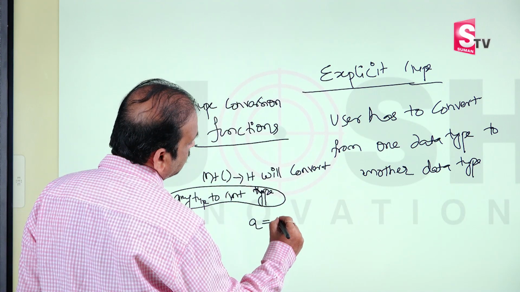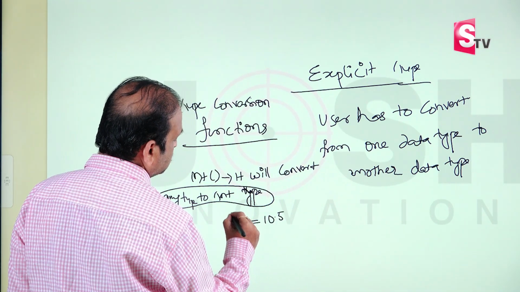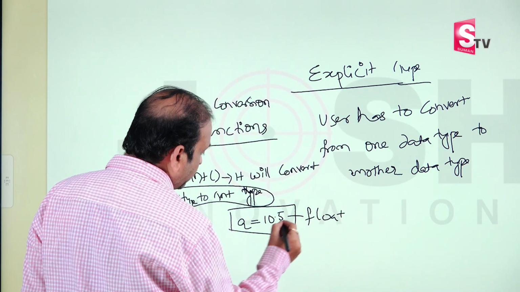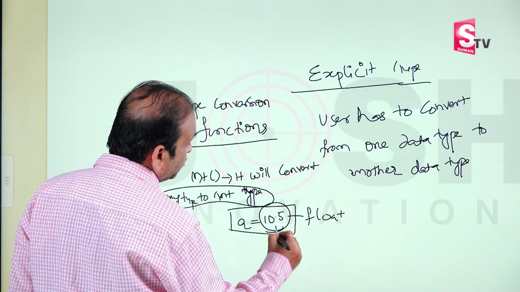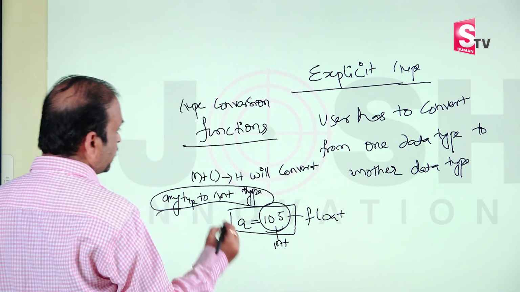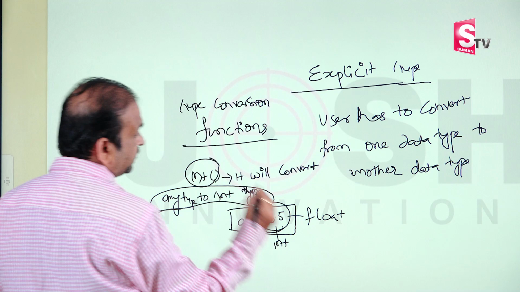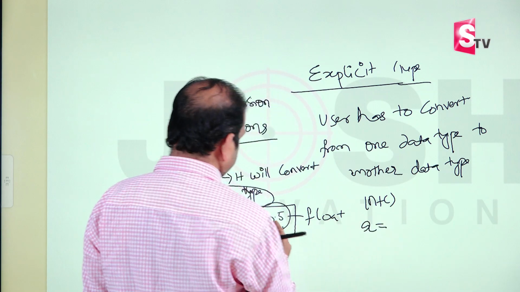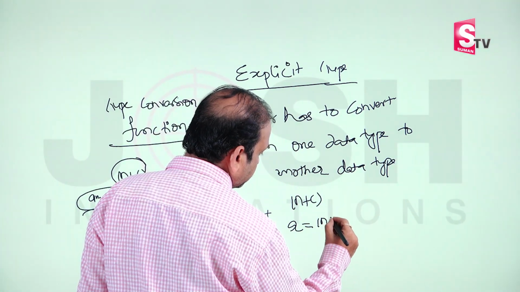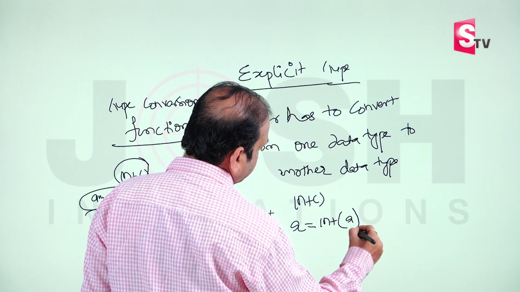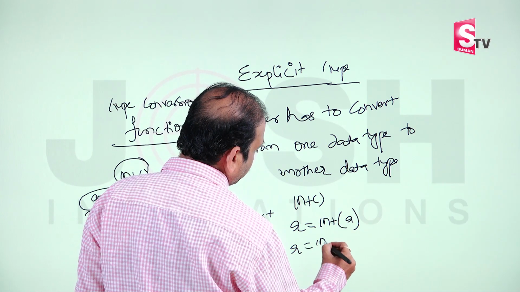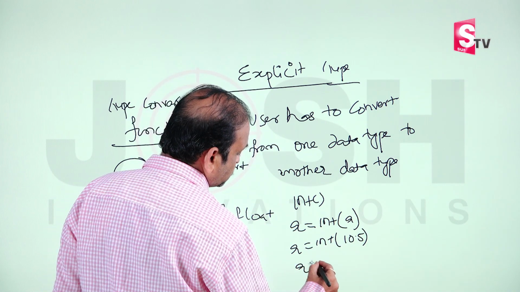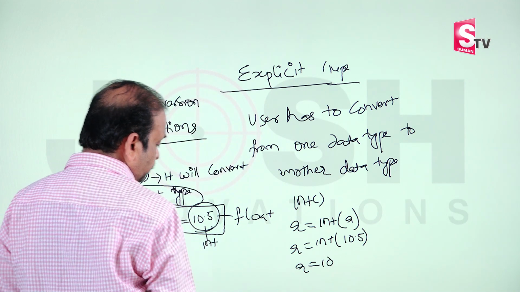For example, 10.5. See, the data type of this is floating point number. Now, I want to convert this 10.5 into an integer. So, we have one function called the int function. I will say a equals 10.5, then a equals int in brackets, a again. So, a is nothing but int of 10.5. When you convert to integer, a becomes 10. Okay, we will see practically.